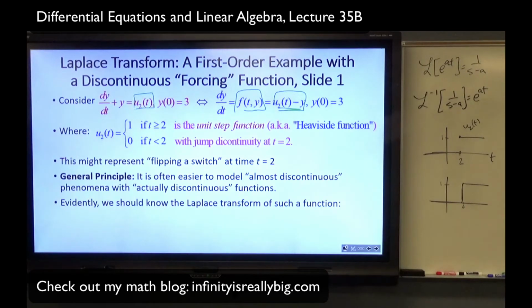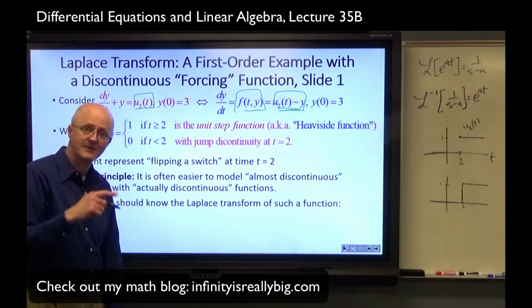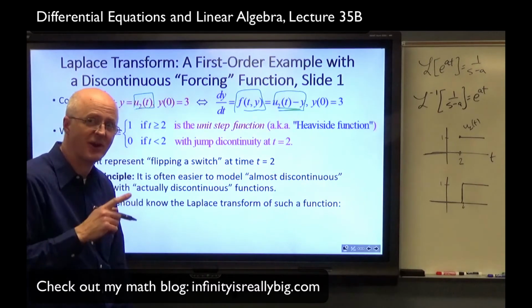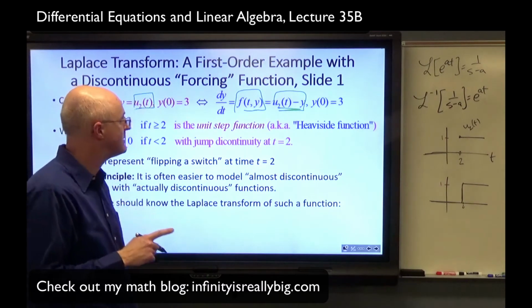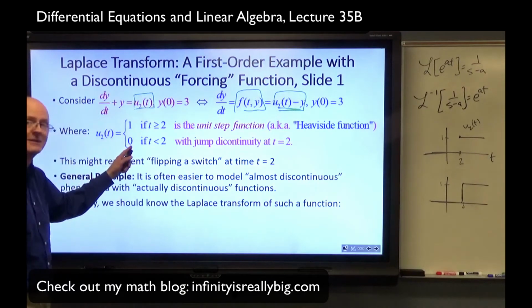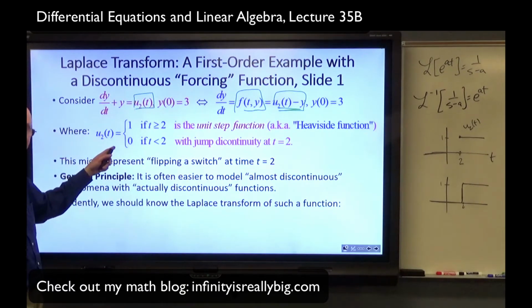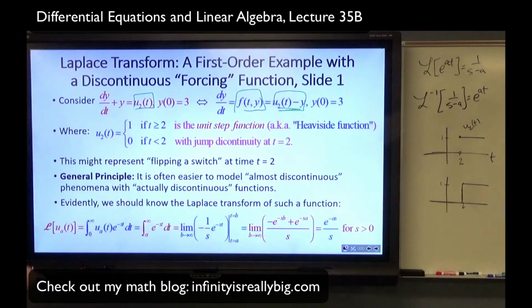Evidently, though, if we're going to use the Laplace transform, we better know the Laplace transform of such a function. I'm about to show you the calculation. Maybe you want to pause the video and try it yourself. It is important to use the formula for u_a of t in general, or u2 of t in particular. Here it is. The Laplace transform of u sub a of t, the unit step function with jump discontinuity at t equals a. I'm assuming implicitly here that a is greater than or equal to 0.